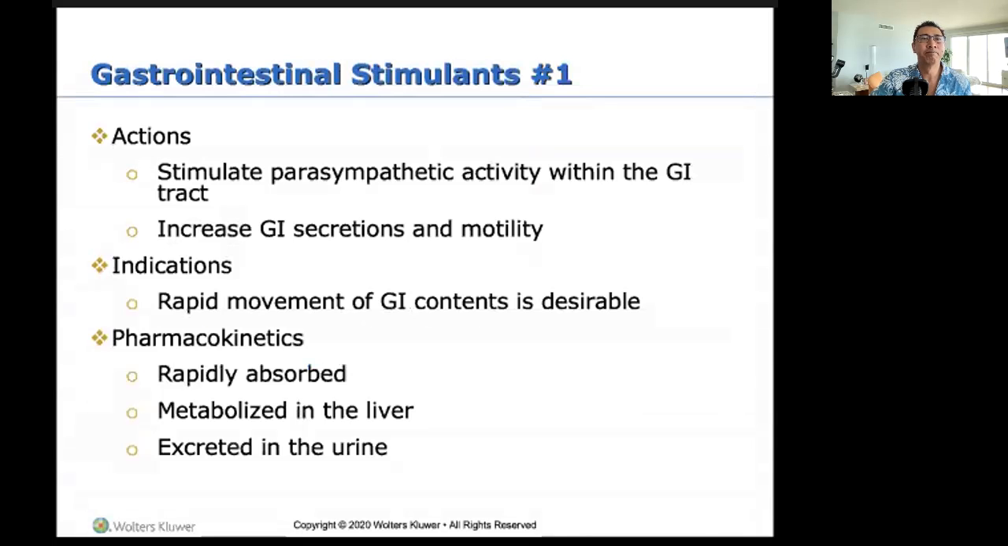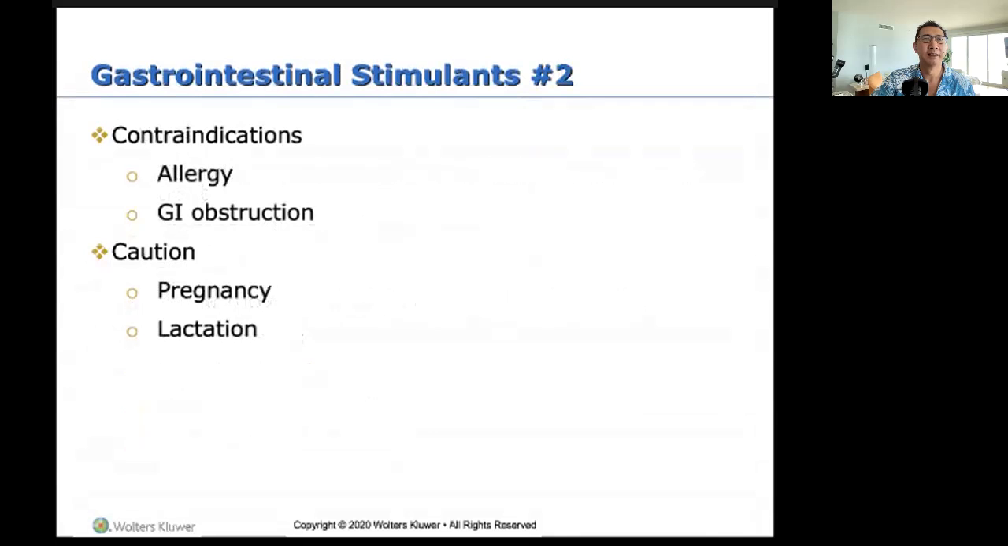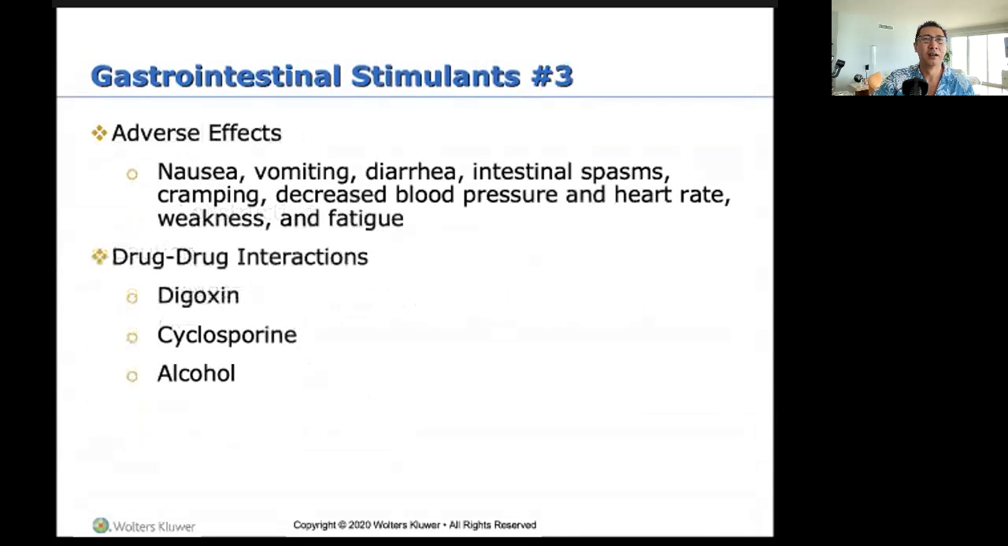Next is still the stimulants. There's not much, this is the same as the other ones. Increases GI secretions and motility. Stimulants, it's almost the same. I should have just bulked all these together. But with this one though, with the Reglan, watch the drug interaction.